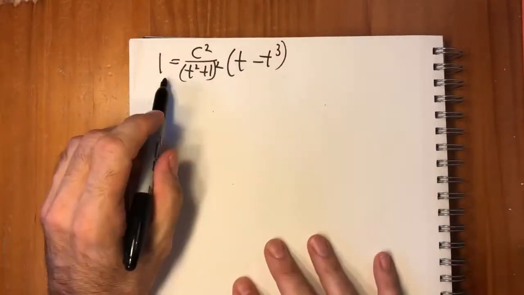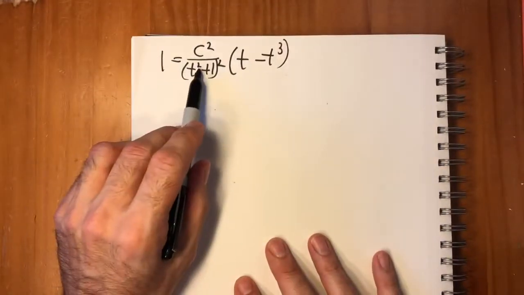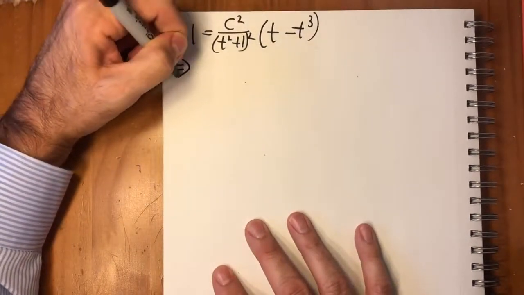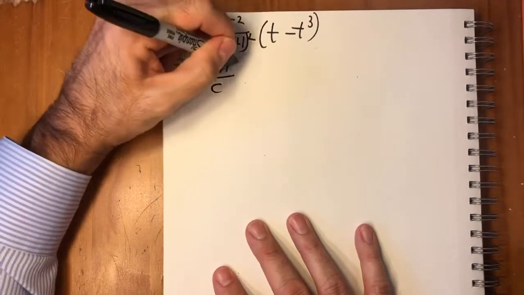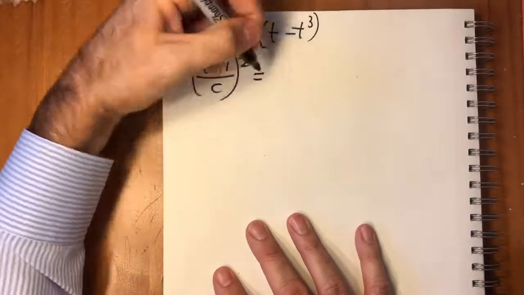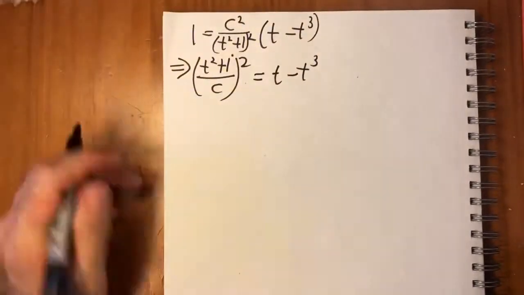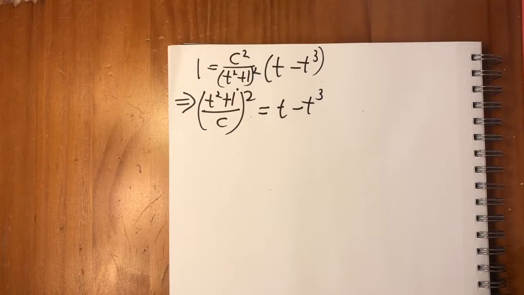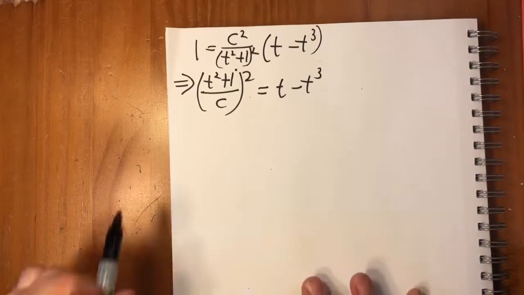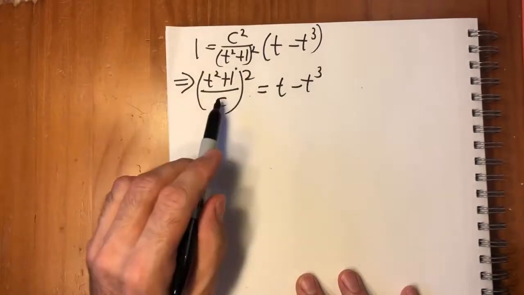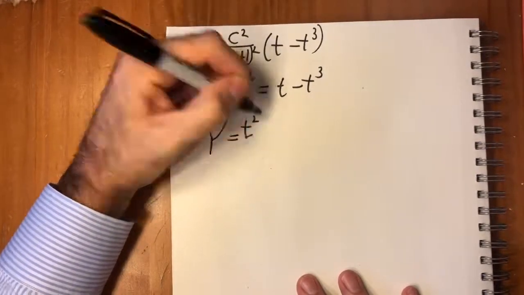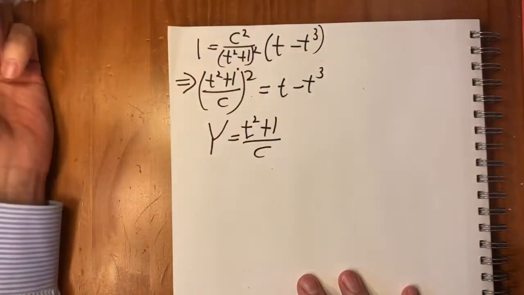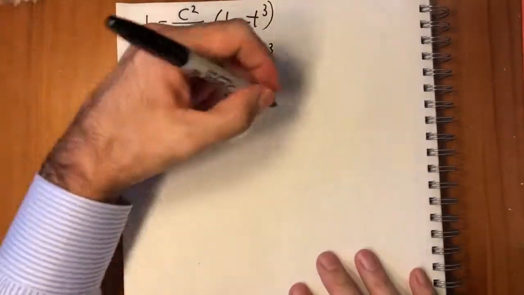Okay, so we have 1 on this side. Let's multiply both sides by the reciprocal here to cancel that. And we end up with t squared plus 1 over c, squared, equals t minus t cubed. Okay, now let's do some relabeling and see what happens. This is squared. Let's make that y. So let's use capital Y equals t squared plus 1 over c. Let's make x equal minus t.